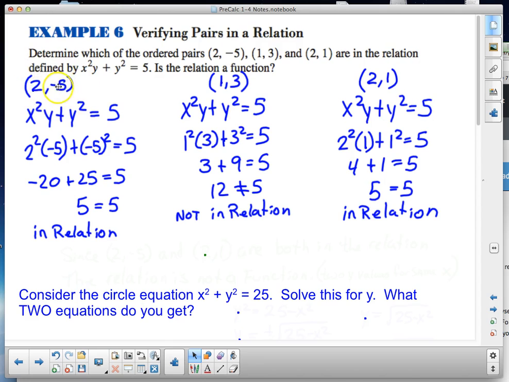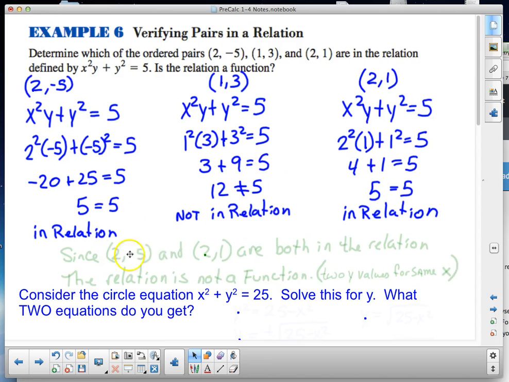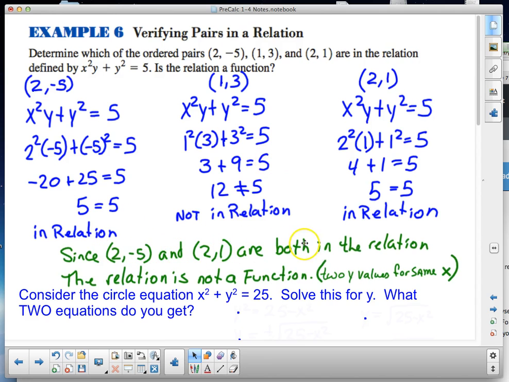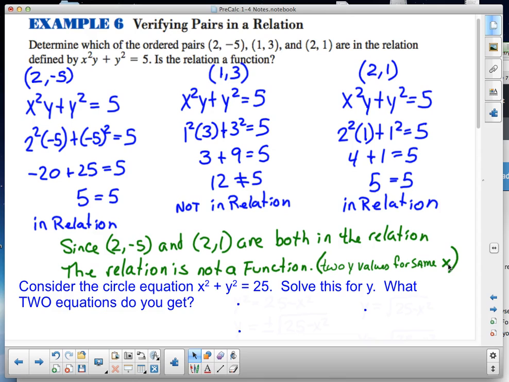Now this is a situation in which I have two different y values for the same x value. Okay. So since (2, negative 5) and (2, 1) are both in the relation, it is not a function. Two y values for the same x value are my output. So now let's go back to considering the circle.